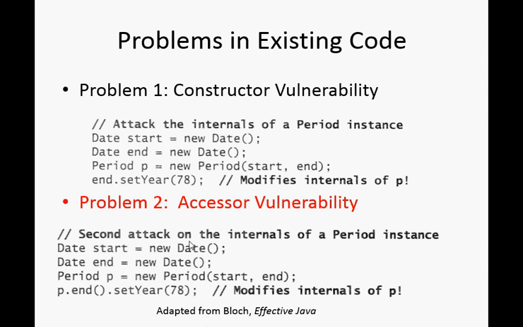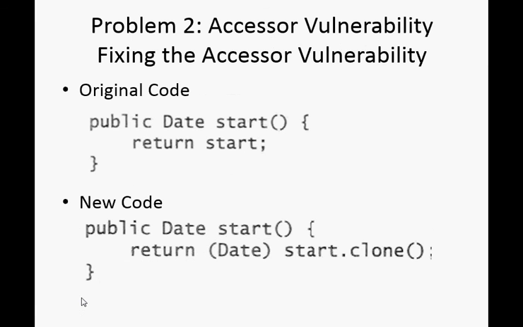Now the second problem, ladies and gentlemen, is the accessor vulnerability. It has to do with this problem here. How are we going to deal with that problem? Can anyone tell me? Advance a thought. Okay, make a new copy. Every time we return end or start, return something that's a copy of it, right? And indeed, we can do that.